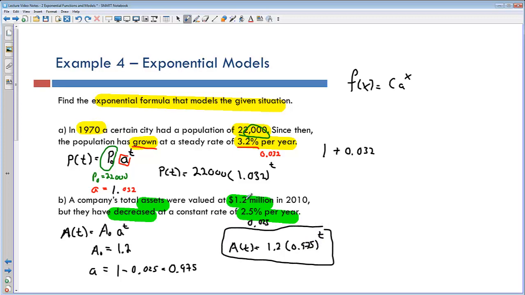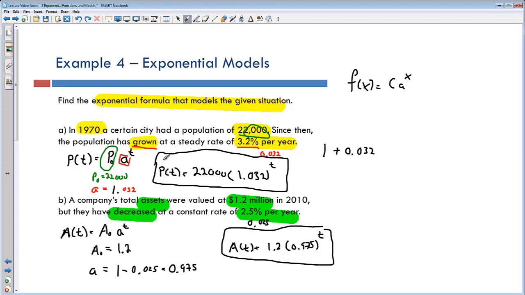I mean, you know that this is going to decrease by 2.5%, so you can figure out the assets in basically 2011 by taking 1.2 and multiplying by 0.975, and you'll see you get the same answer as if you plugged in 1 down here. So you can check these if you like to. Right? So those are two basic problems trying to find formulas.